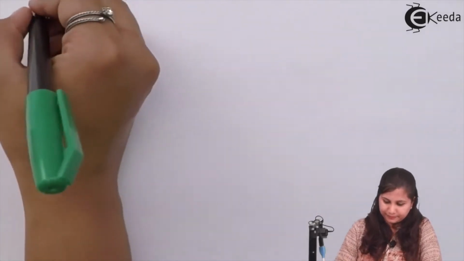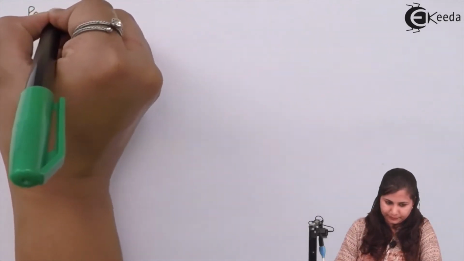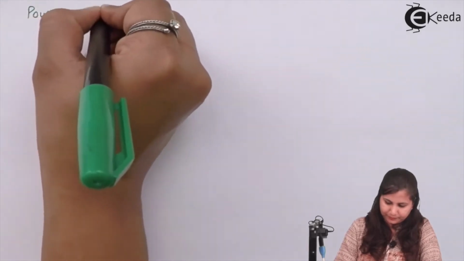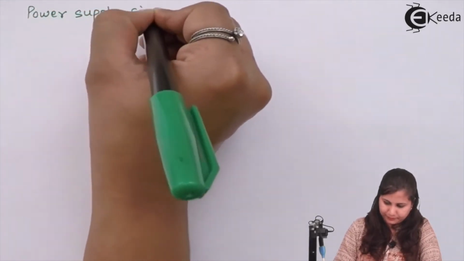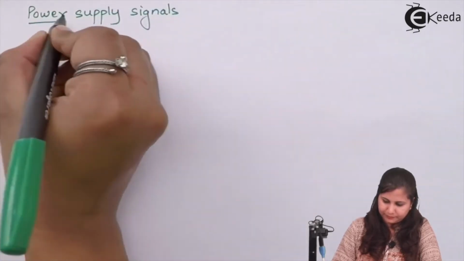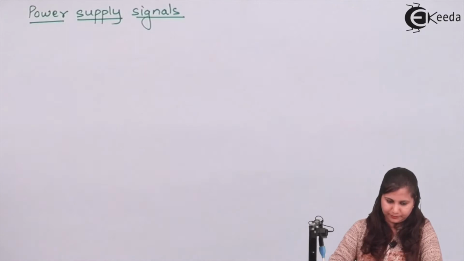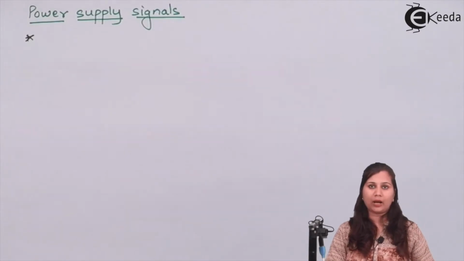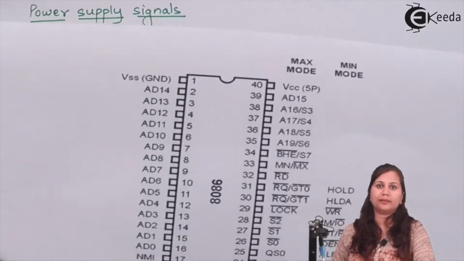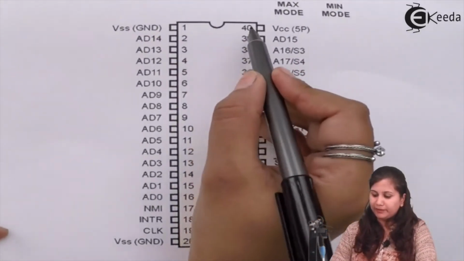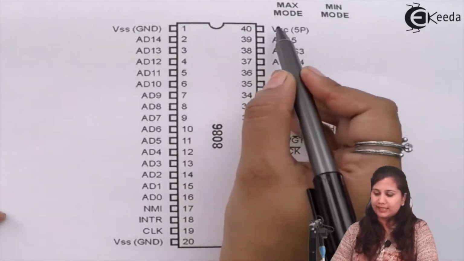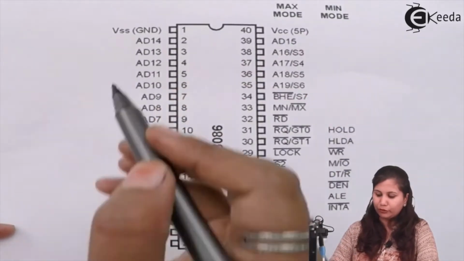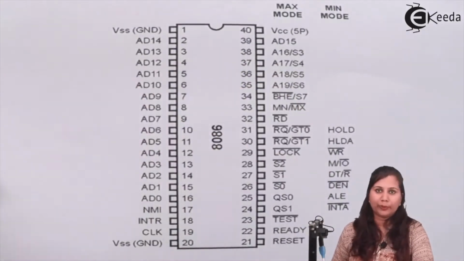First we will start with the power supply signals. In the power supply signals, we have the ground and the plus 5-volt power supply. As the 8086 operates at plus 5-volt power supply, at pin number 40 plus 5 volts VCC is connected, and ground is available at two pins, pin number 1 and pin number 20.